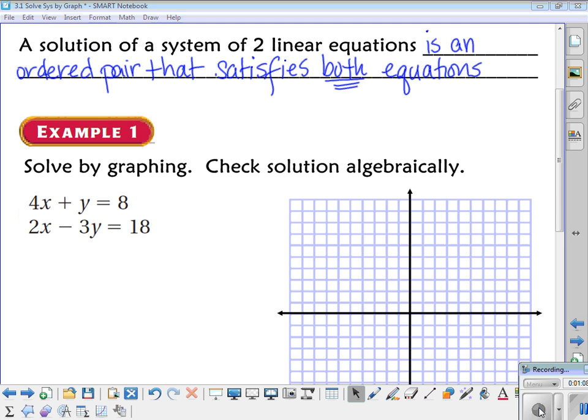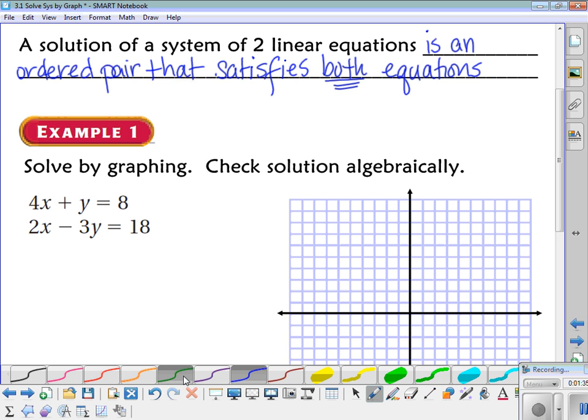Alright, so I've got the system 4x plus y equals 8 and 2x minus 3y equals 18. So I want to solve it by graphing. These are set up where I could actually graph with intercepts pretty easily. Or you can rearrange them and put them into y equals mx plus b form. But since everything's going to divide nice and pretty, I think I'm going to do intercepts.